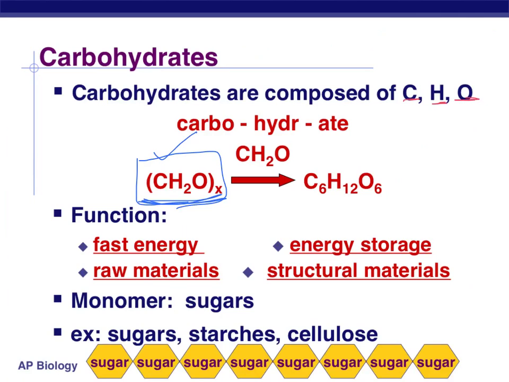What are they used for? Like I told you before, it's your body's immediate source of energy. But we're talking about fast energy. So your body breaks it down rapidly to power everything you do on a daily basis. It is also a form of energy storage, but this is going to be short-term energy storage. Your body isn't really going to hold on to carbohydrates for a prolonged period of time. They can be used for raw materials in some of our metabolic cycles that we will talk about.